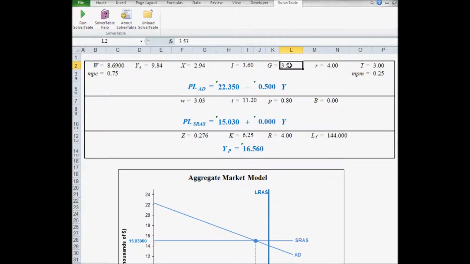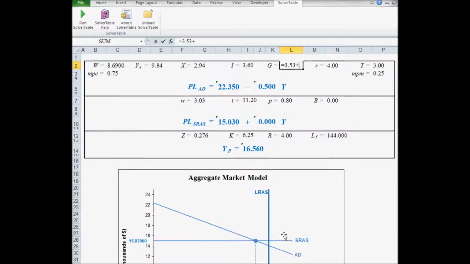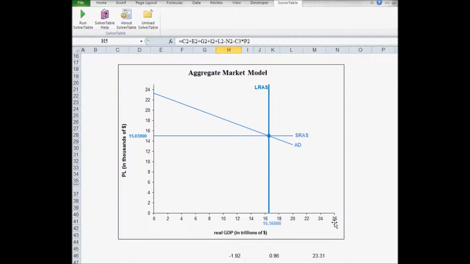So go back up to our model here. I'm going to put an equals in front of the initial value of government spending. I'm going to add to it what government spending has to be raised by. In this case, 0.96. So when I hit enter here, I'm going to increase government spending from its initial value of 3.53 to its final value of 4.49. And notice down here the gap is closed. And the intercept is 23.310, which is what we found here.